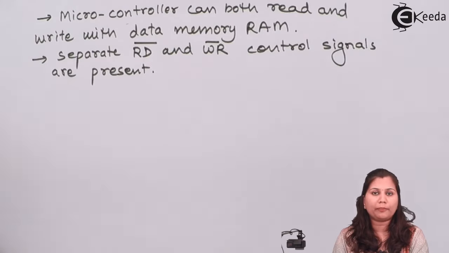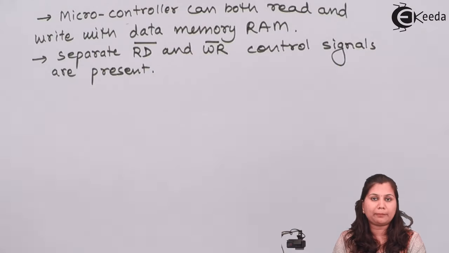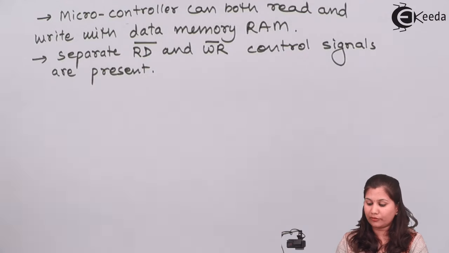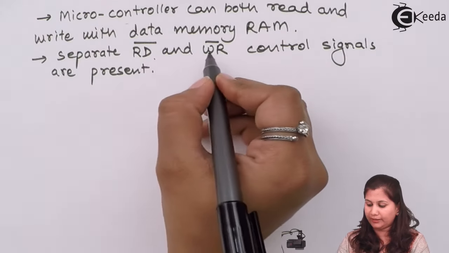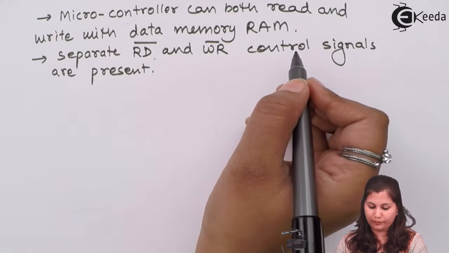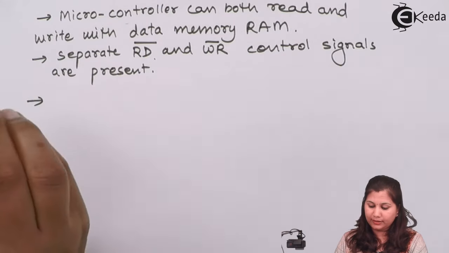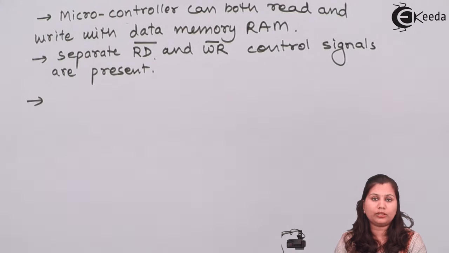So for read and write operations with the internal RAM, we have separate read and write control signals. RD bar is for read, and WR bar is for write operations. Now, in this microcontroller we have only the memory, and this memory is either external or internal. If we talk about input output ports interfacing, in the case of microcontrollers like this 8051, only memory mapped input output interfacing is possible.